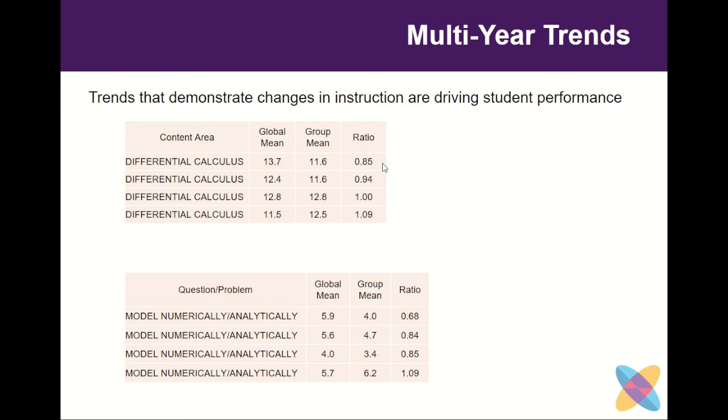For example, we can see that the ratio for this teacher's students increased every year, indicating that changes the teacher made to instruction quite likely influenced student performance on the AP exam. In terms of a free response question, modeling numeric and analytical data, we can see that another teacher was able to significantly increase the ratio of student performance to the global mean over a multi-year period. By analyzing your IPR on a regular basis, we can determine whether or not student performance is increasing due to changes that we have made in our instruction.